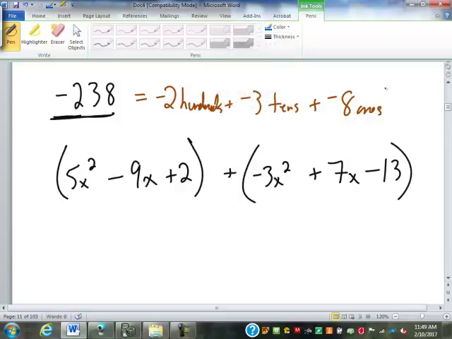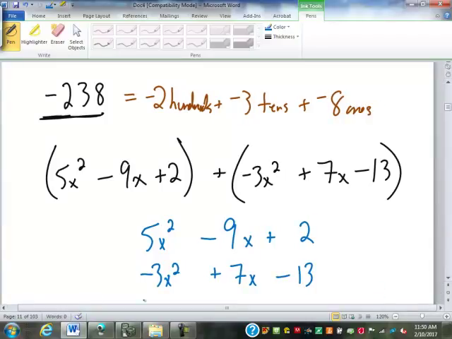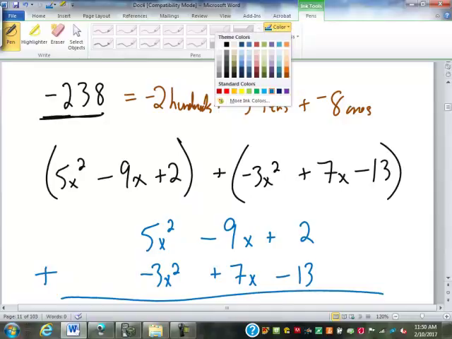It's still going to be the same process. I set it up, lining up my place values. So the negative 3x squared goes under the 5x squared. The positive 7x goes underneath the negative 9x. And the negative 13 ones goes under the positive 2 ones. And we are still adding our columns.